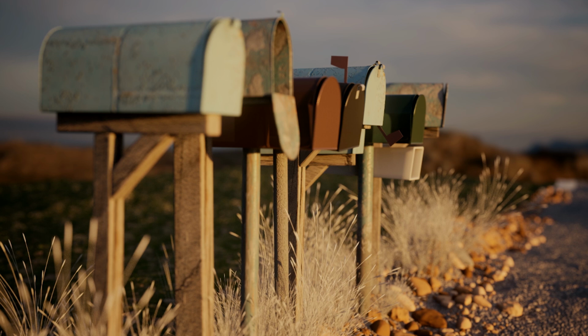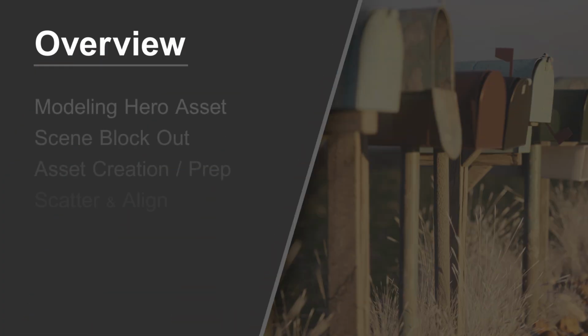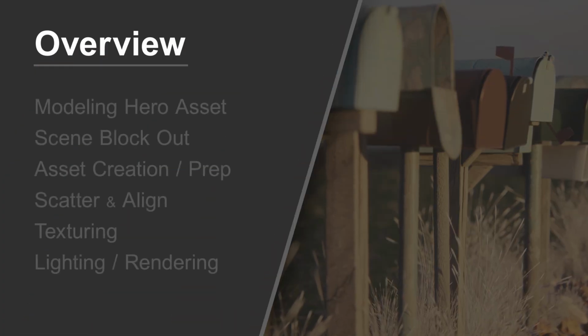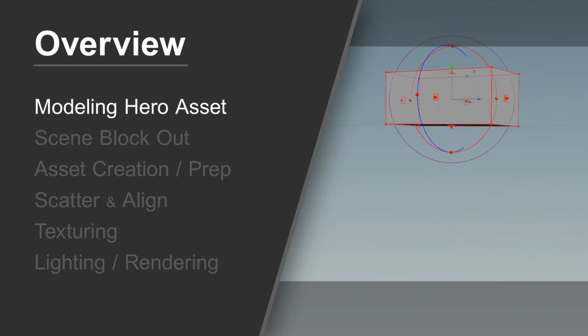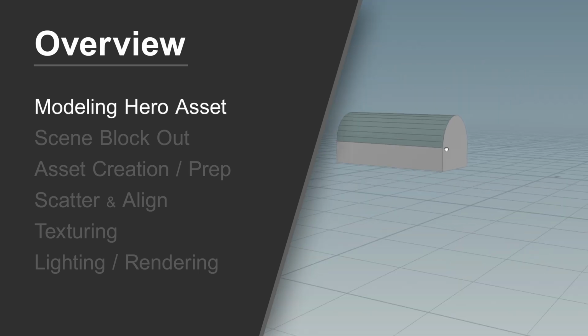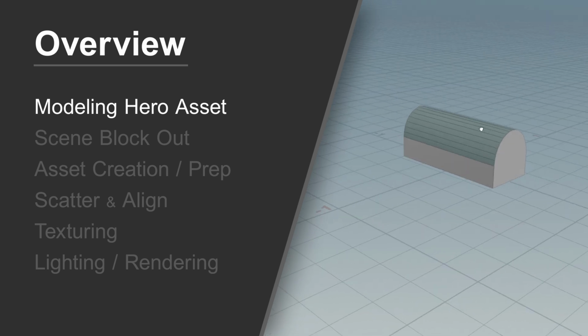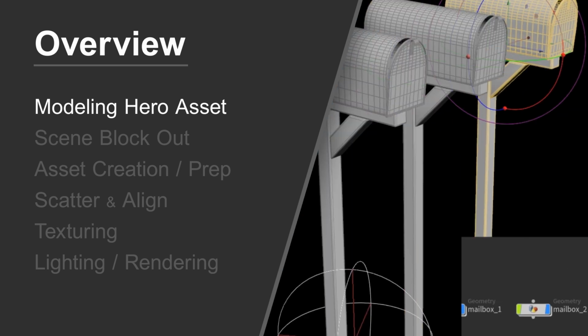Today I'm going to be talking about my approach to building this scene, which was my entry for the Day of Rural. As an overview, here's the topics I'm going to be talking about today. First, I'm going to talk about modeling our hero asset, the mailbox, and how I was thinking about adding variation to each copy of this, and building the first asset to accommodate those changes.